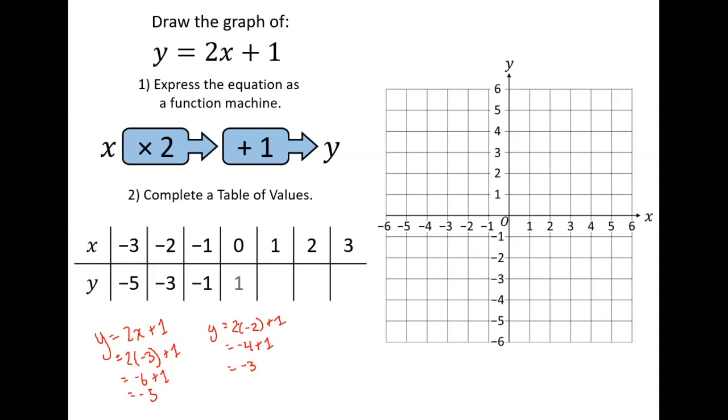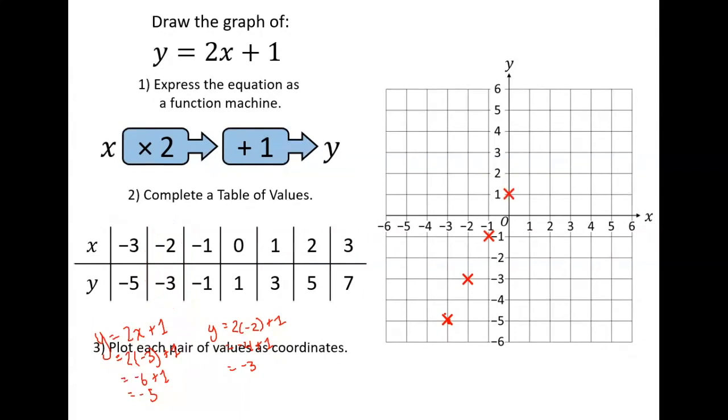0 times 2 is 0 plus 1 is 1. 1 times 2 is 2 plus 1 is 3. Then we have 5 and 7. So all we did was sub these values we picked into our equation of a line. Once we've done that, we just have to plot the coordinates. So for x equals -3 and y equals -5, it's right there. So just jump here. There, -2, -3 is going to be right there.